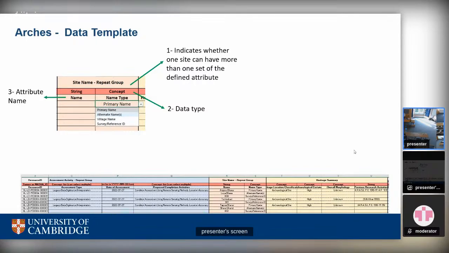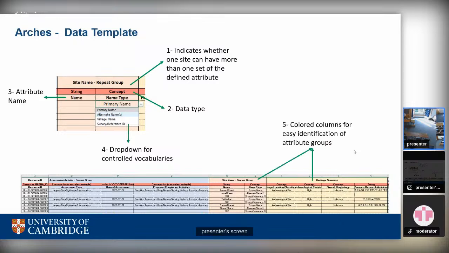It indicates whether the attribute is allowed for multiples or not. Then it indicates the data type, which is the concept or string. Then the name of the attribute. You have drop downs for controlled vocabularies to avoid any mistakes. Then colored columns too for easy identification of the group of attributes, like site name or the assessment activities. And then unique MASA IDs that you have seen in the previous example. You need that MASA unique ID so that ArcGIS knows these attributes are all associated with the one site.